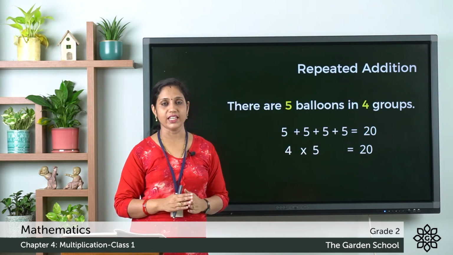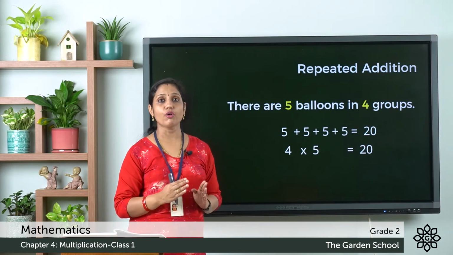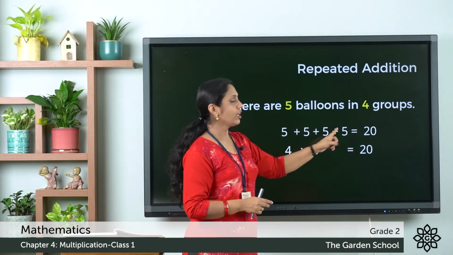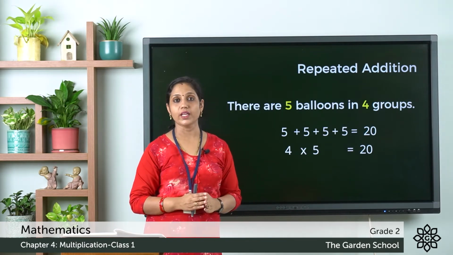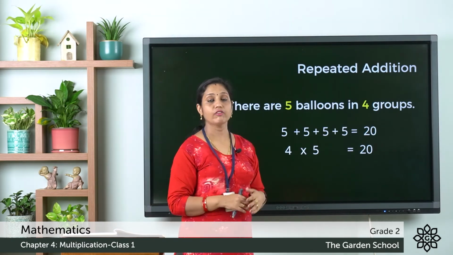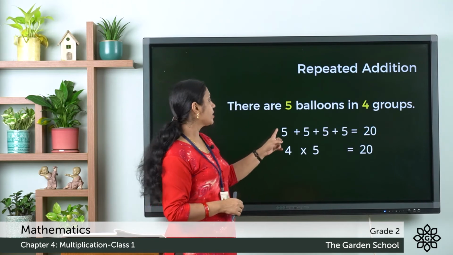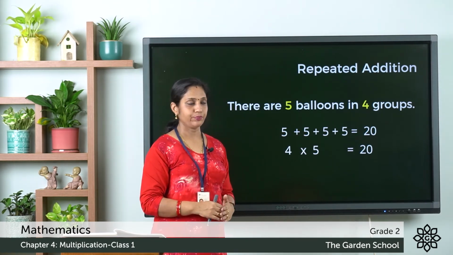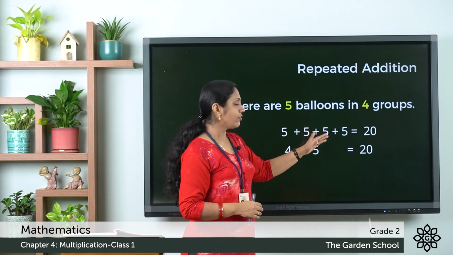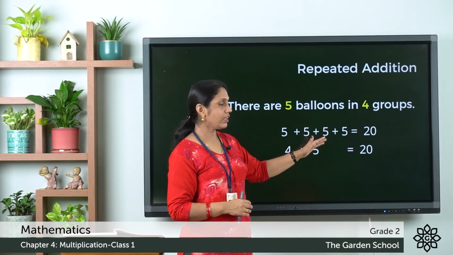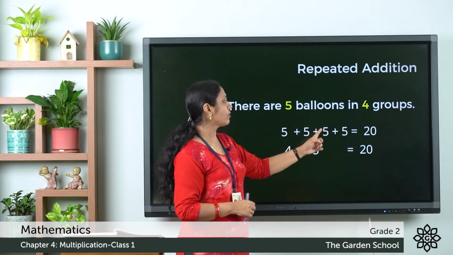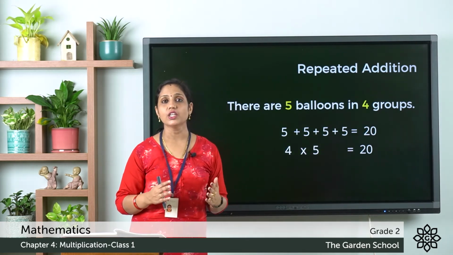So why did we write it like this? Because there are 4 groups, 1, 2, 3, 4, and in each group there are 5 balloons. And we have to find out the total. So how much is 5 plus 5? 5 plus 5 is 10. 10 plus 5 is 15 and 15 plus 5 is 20. So 5 plus 5 plus 5 plus 5, we get the answer 20.